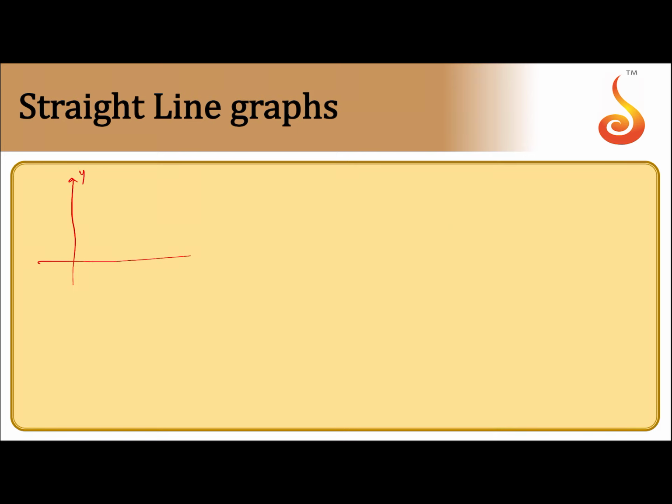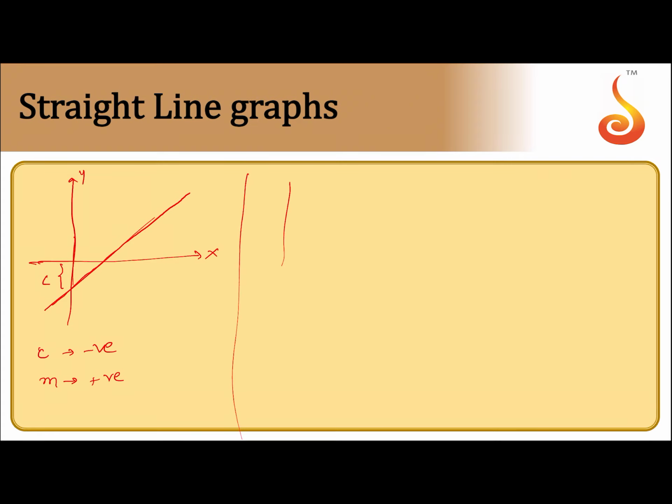Let us consider one more possibility. This is y and here is your x. Let us look at this straight line. What can you say about that? What about the y intercept? Is that intercept positive or negative? It is negative. And is that slope positive or negative? It is positive. Why is it positive? Because the curve is actually heading up.